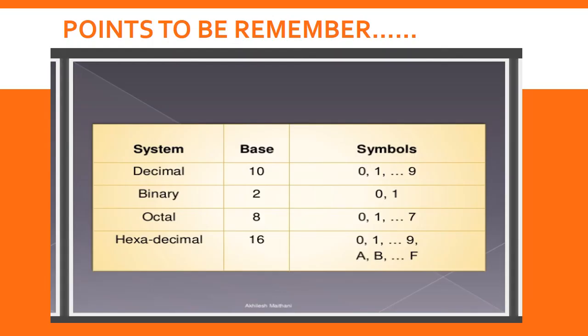Points to be remembered. System, base, symbols. First is decimal. Base is 10. Symbols are 0 to 9. Binary. Base is 2. Symbols are 0 or 1. Octal. Base is 8. Symbols are 0 to 7. Hexadecimal. Base is 16. Symbols are 0 to 9, A to F.